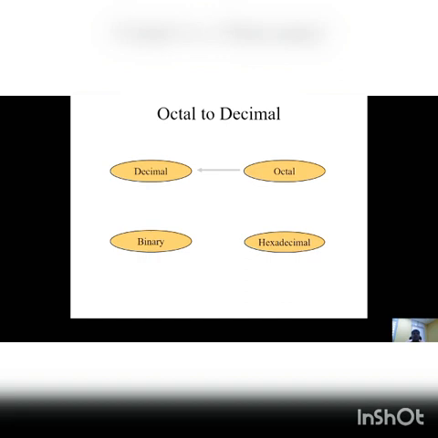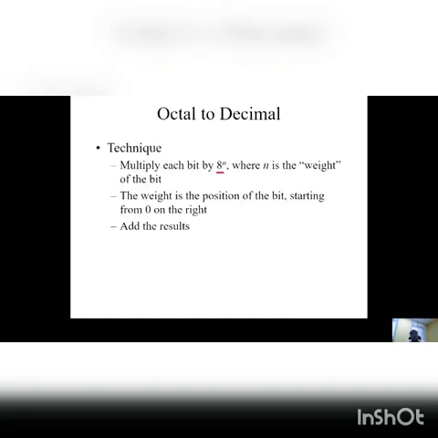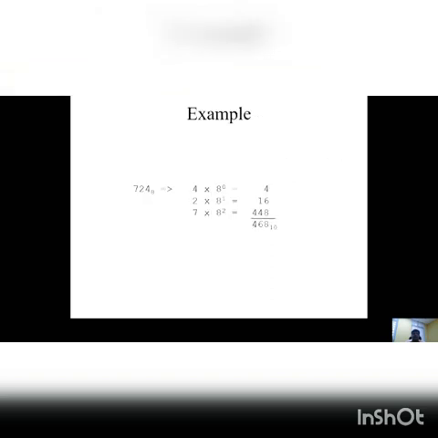Now we convert octal to decimal. For converting octal to decimal, the same process will be applied as we convert binary to decimal. But here we will use powers of 8, and we will add the results. So 724 is the octal. What is its equivalent decimal number?